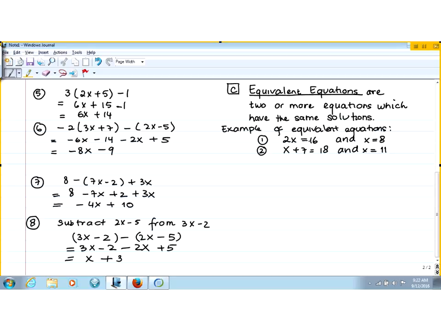What is the solution for number 1? For both 2x equals 16 and x equals 8. The solution is 8 for both. And what about for number 2? What is the solution for both? 11. Okay. They have the same solution. Now, how do you make the equations equivalent? You could use the addition, subtraction, or multiplication and division property.